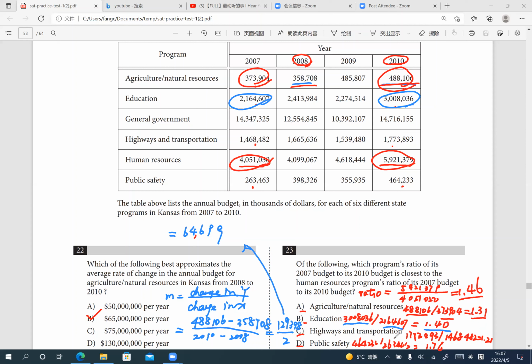Option C, highways and transportation. The two numbers are 1,773,893 divided by 1,468,882. So the ratio is 1.21. The last option, public safety. The two numbers are 464,233 divided by 263,463. The ratio is 1.76. So the closest ratio is option B, education.